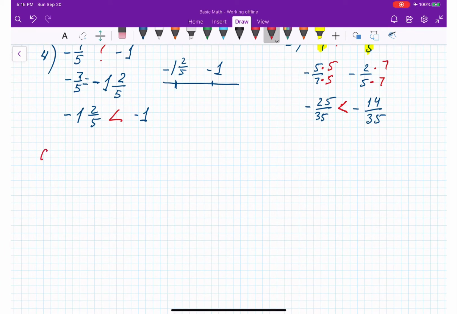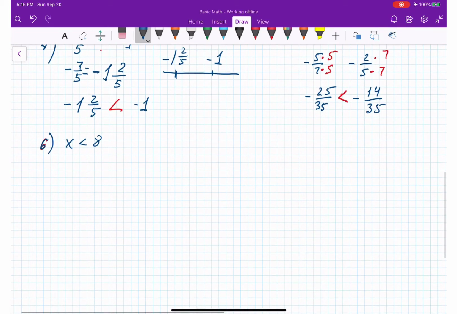What do we have here? X is less than 8. So how do we write this in the graphing format? Let's say this is my 8. The thing is, this inequality sign can be less or less equal.